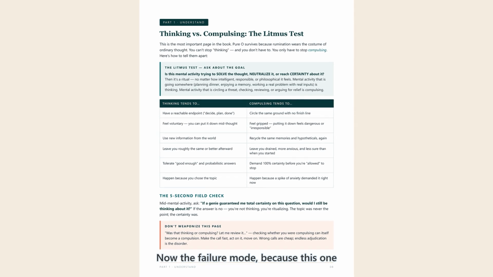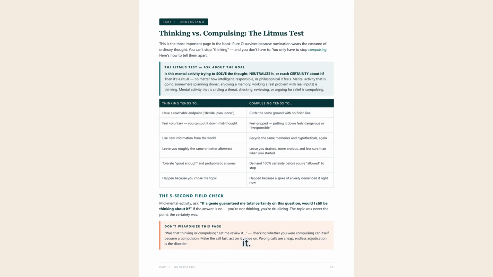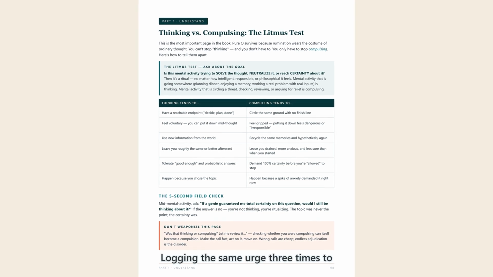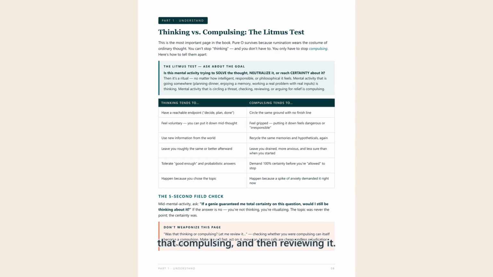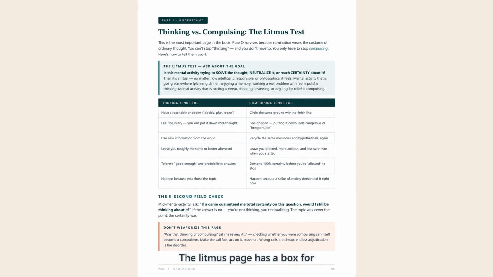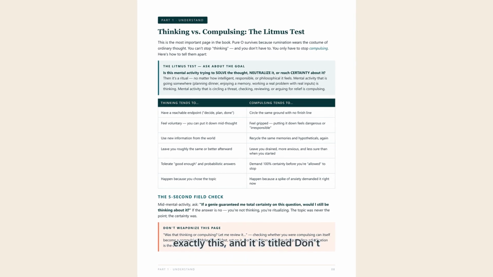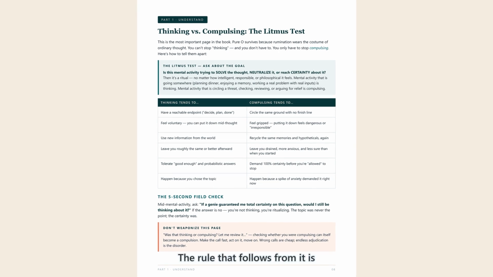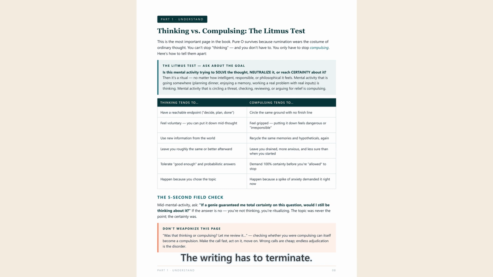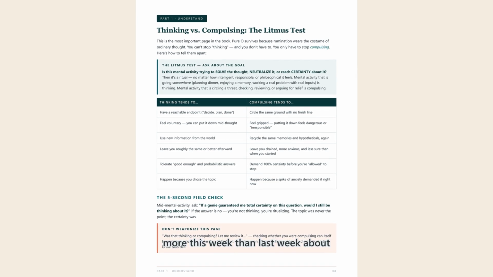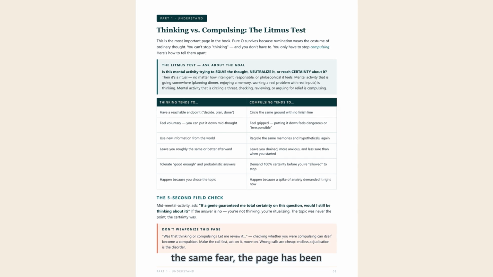Now the failure mode, because this one is specific to paper, and I would rather say it than have you discover it. Writing can become the compulsion. Reading your audit for reassurance. Logging the same urge 3 times to be sure the log is accurate. Asking yourself, was that thinking or was that compulsing, and then reviewing it, which is checking. The litmus page has a box for exactly this, and it is titled Don't Weaponize This Page. The rule that follows from it is the one design rule I would apply to any worksheet, mine or anyone else's. The writing has to terminate. 1 row, 1 entry, put the pen down. If a page is making you write more this week than last week about the same fear, the page has been recruited. Close it and use the delay tracker instead.